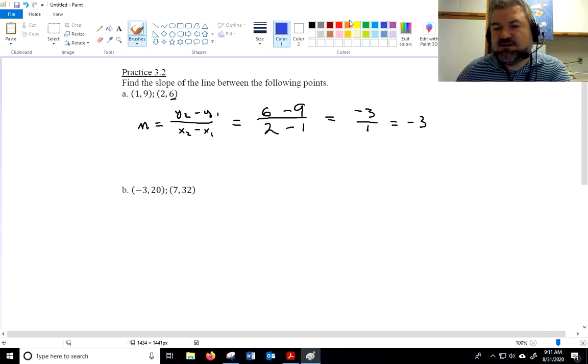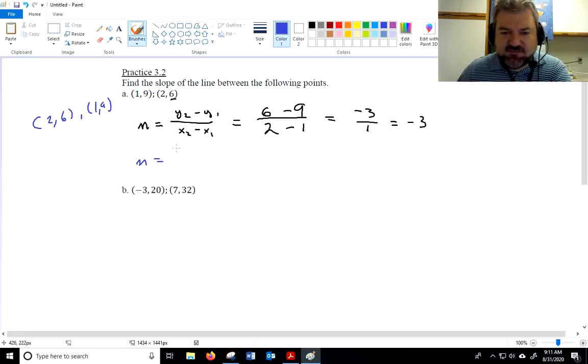All right, before we move over to the next question, I want to ask: what would happen if we had changed the order of these points and made them 2, 6 and 1, 9? It would be the same line, right? Any 2 points define a line, so we should get the same slope, but I want to confirm that.